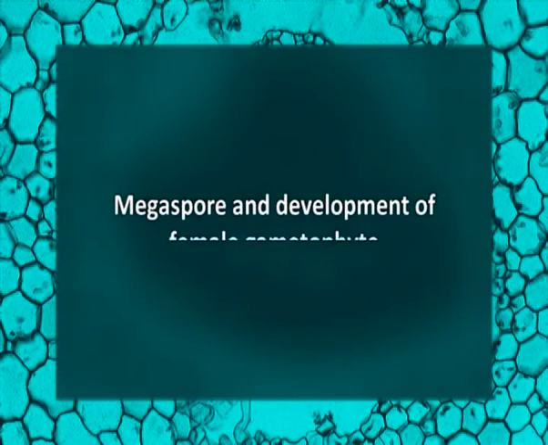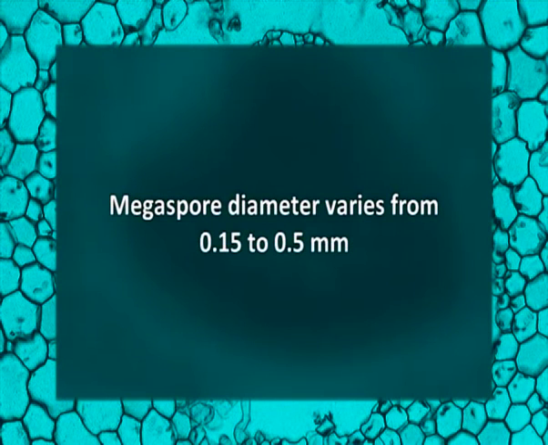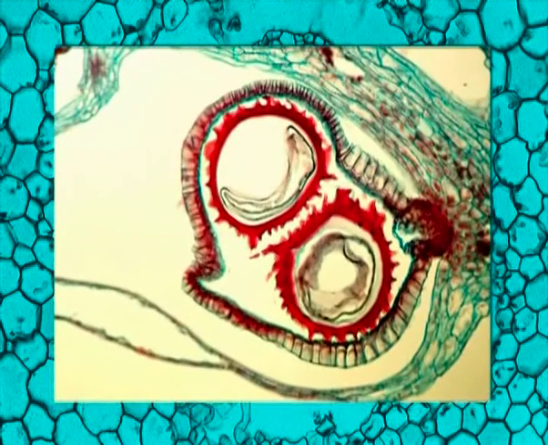Now, megaspore and the development of female gametophyte. Megaspores are much larger than microspores. The diameter varies from 0.15 to 0.5 mm. Usually, all the megaspores in the megasporangium are approximately of the same size and are arranged in tetrahedral tetrads.